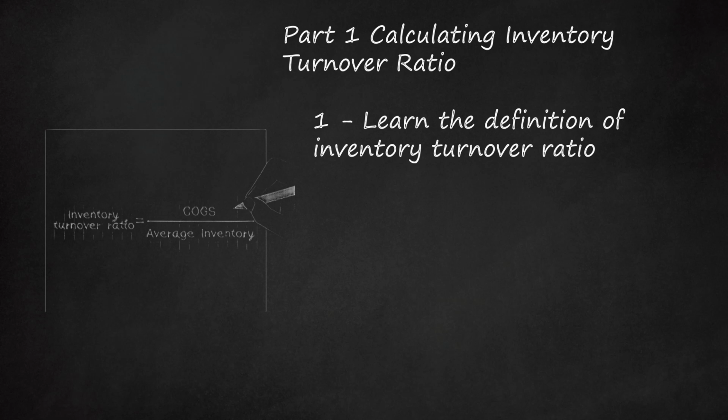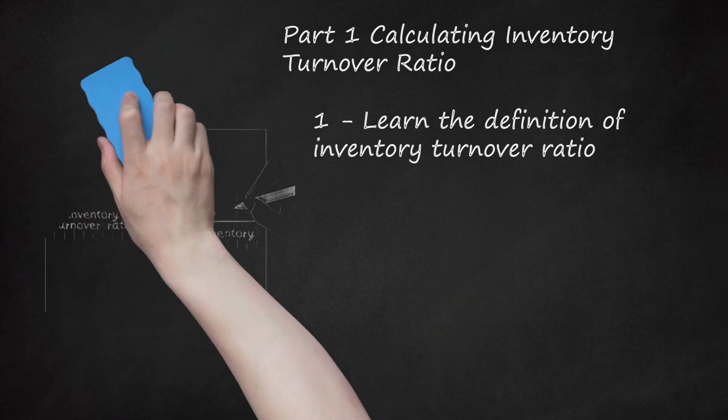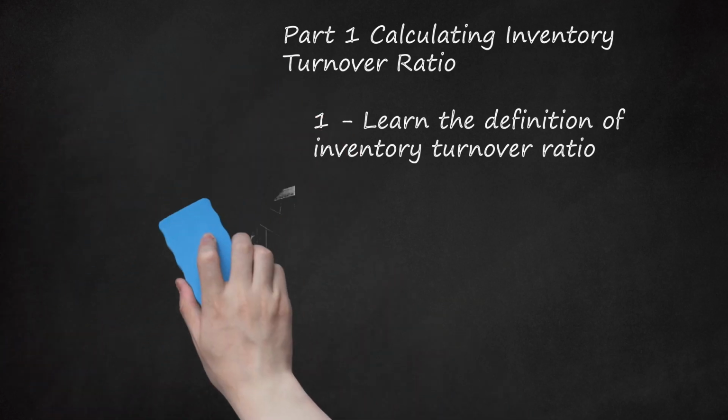The components of the formula are cost of goods sold, COGS, and average inventory. The formula for calculating the inventory turnover ratio is COGS divided by average inventory. Inventory turnover can also be calculated by dividing sales by inventory.